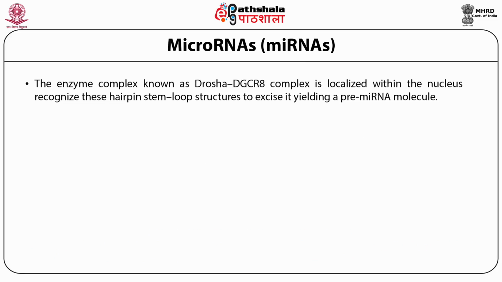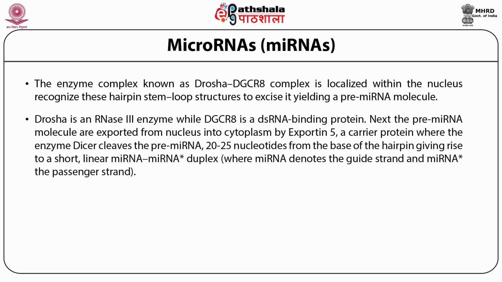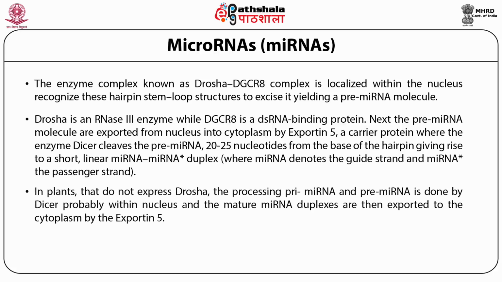The enzyme complex known as DROSHA-DGCR8 is localized within the nucleus, and that is why it is able to recognize the hairpin loop structures which help it to process the primary miRNAs into the pre-miRNA molecules. DROSHA is an RNase 3 enzyme, while DGCR8 is a double-strand RNA binding protein. In plants that do not express DROSHA, the processing of primary microRNA and pre-microRNA is done by DICER, probably within the nucleus, and the mature microRNA duplexes are then transported to the cytoplasm by the protein exportin 5.